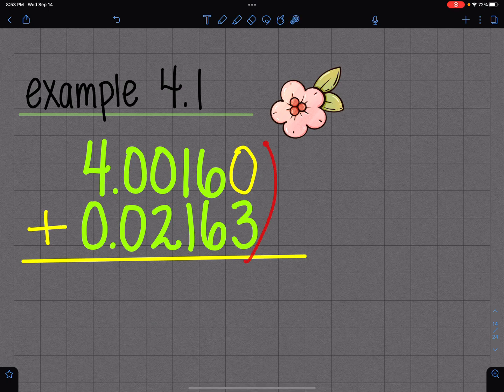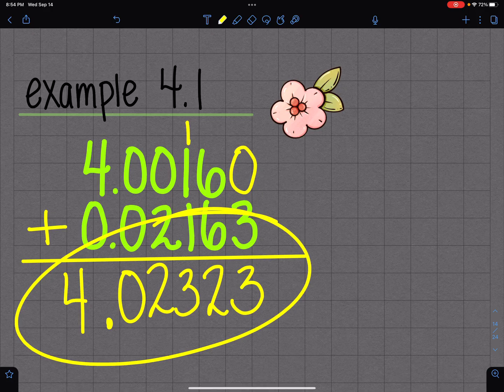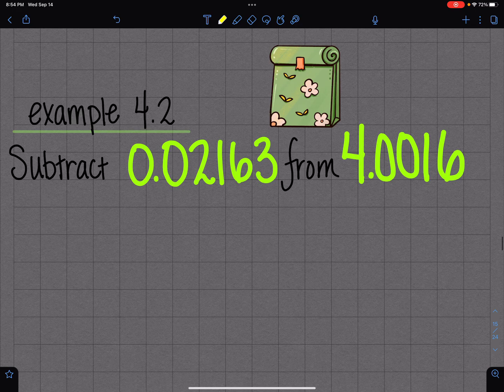So 0 plus 3 is going to be 3. 6 and 6 is going to be 12. Carry the 1. All these ones together are going to add up to 3. 2 and 0 is going to be 2. 0 and 0 is going to be 0. Then you bring down that decimal, and then you do 4 and 0, which is equal to 4. So you've got a long, complicated number, but if you line everything up correctly, you'll get the right answer every single time. Let's do example 4.2.